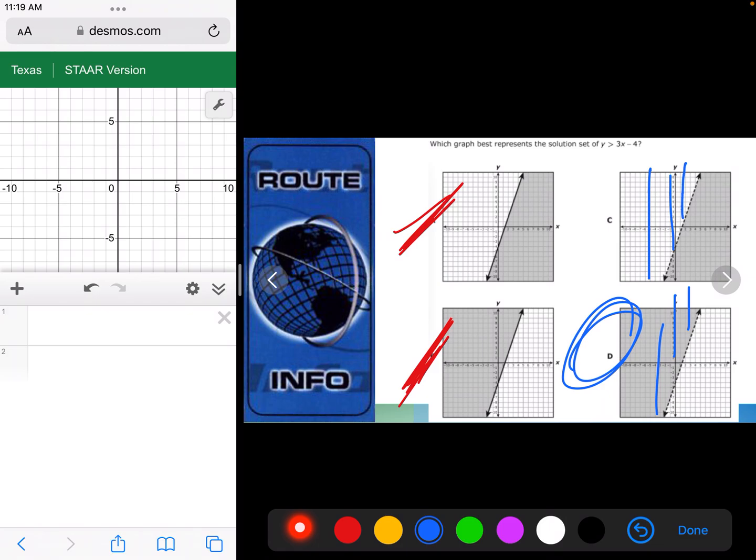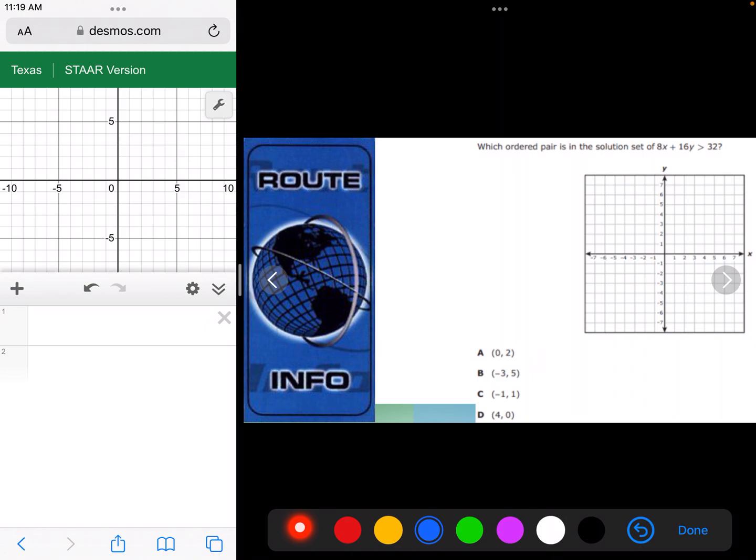So automatically I can get rid of those two, which means now I've got a 50-50 guess if you're not sure where to go from here. And then we're going to be looking above the line. So above that dashed line would be this direction. Which one of those directions is actually in the shaded area? Well, it's D. So quick and easy, that's all you look at, whether it's above or below, whether it's solid or dashed, and you can eliminate answer choices.